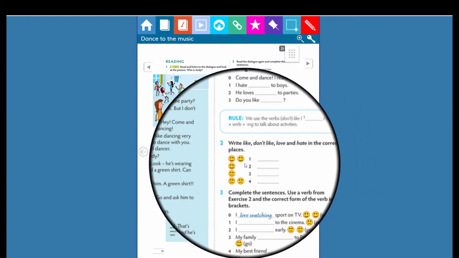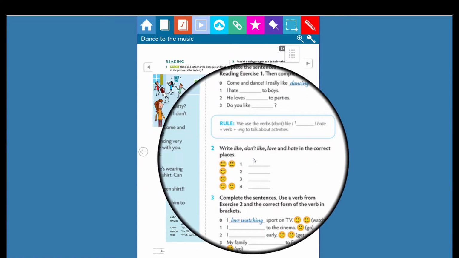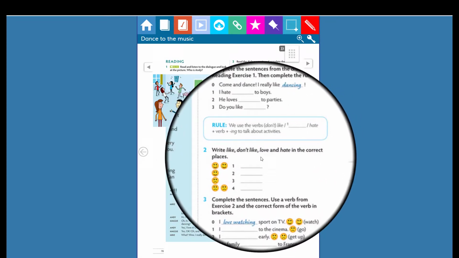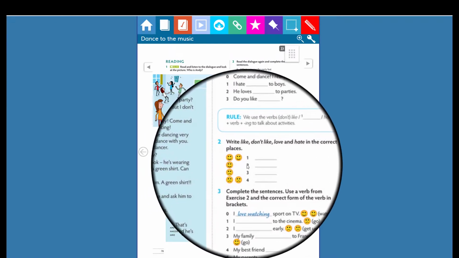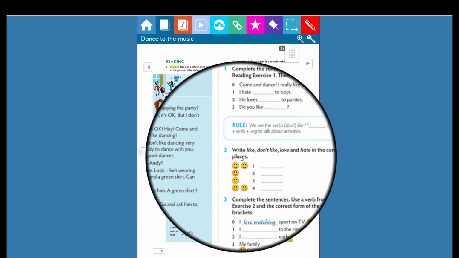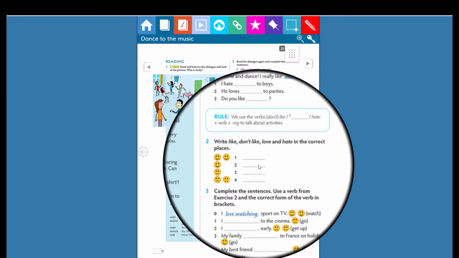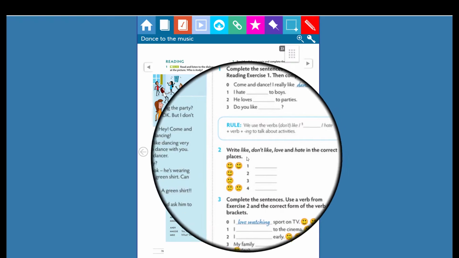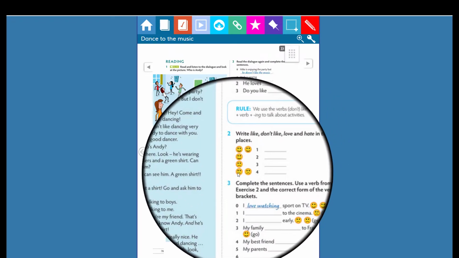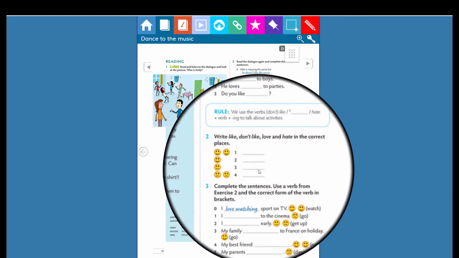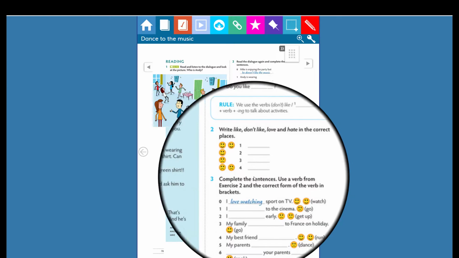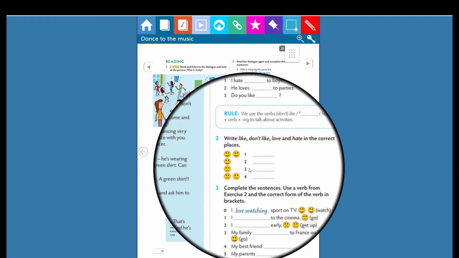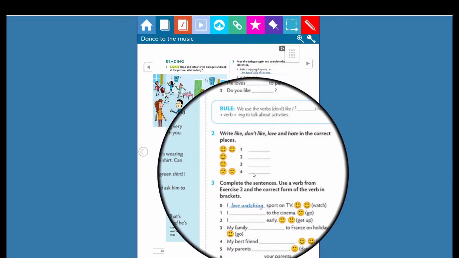Number 1, if we have 2 happy faces, we're going to say that you love, very good, you love doing something. If we have 1 happy face, we're going to say that you like doing something. So, like. If we have a sad face, we're going to say that you don't like doing something. And if we have 2 sad faces, we're going to say that you hate doing something, okay? Number 1, love. Number 2, like. Number 3, don't like, and number 4, hate.